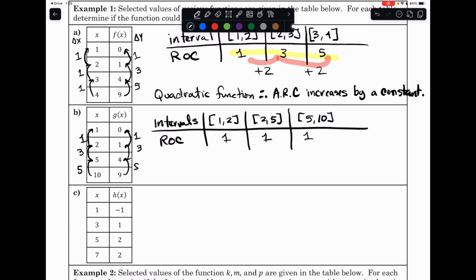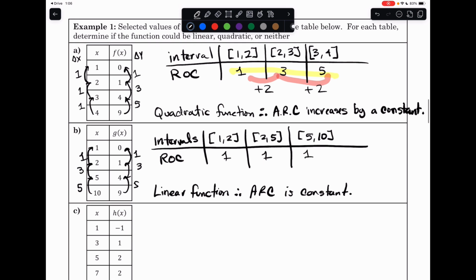Now, even though these are not equal length, okay, we can clearly see that these are not all the same length. This is a length of 1. From 1 to 2 is a distance of 1. From 2 to 5, that's a distance of 3. And from 5 to 10, that's a distance of 5. They're not equal length. We do see that when we get the average rate of change, they're all constant. So this table represents a linear function because our average rate of change is constant. It's the same. Okay.